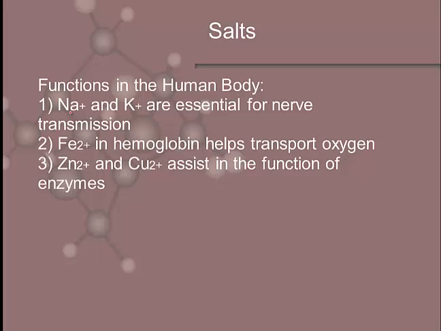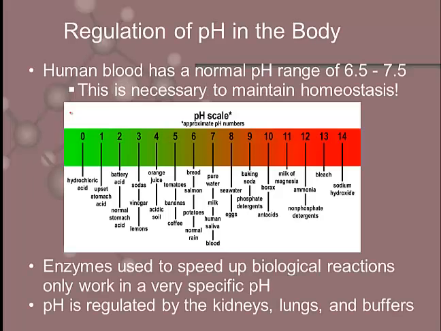Zinc and copper are going to help enzymes work. Magnesium is another one in here that's going to help enzymes work. There's a lot of different ions that we take in the forms of salts that our bodies are going to need for various chemical reactions.